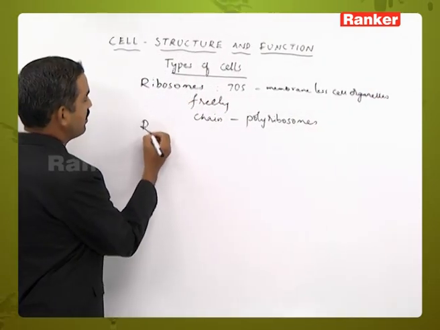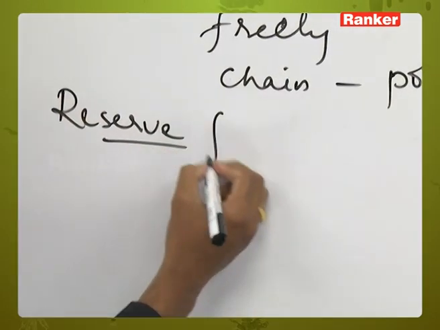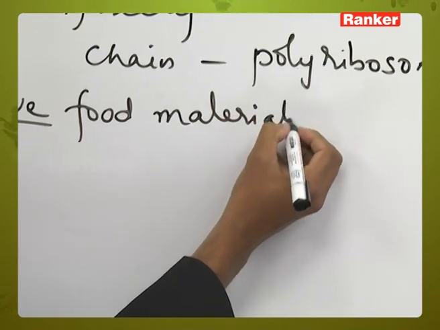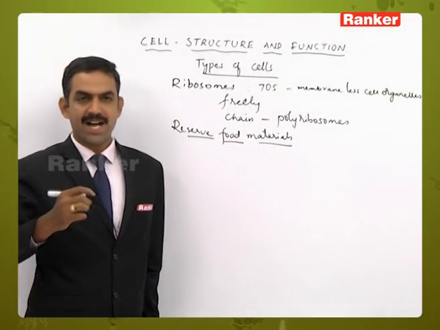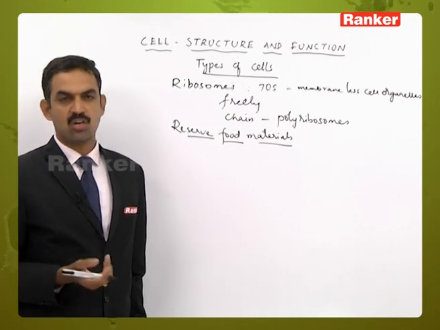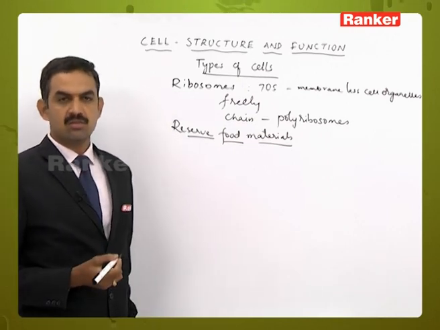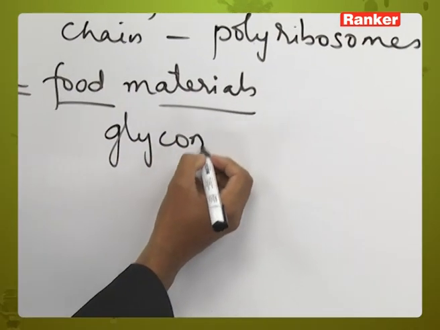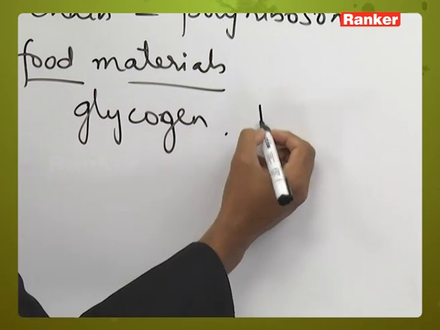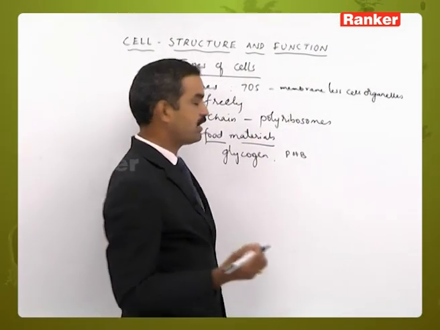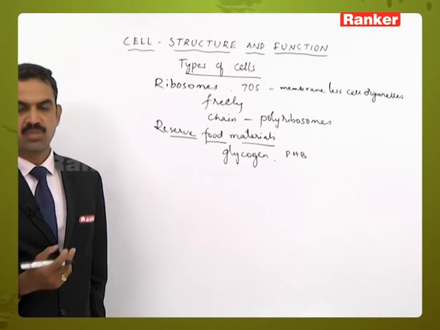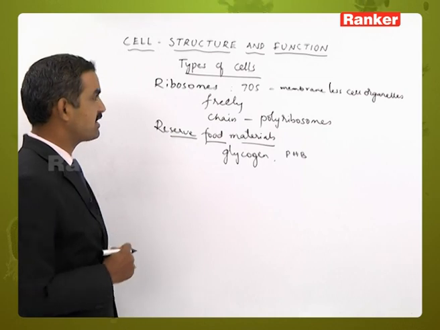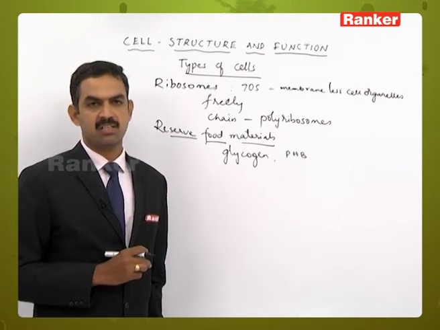Then the reserve food materials which are present in the bacteria. The reserve food materials are mostly in the form of glycogen, but in eukaryotic organisms like plants, as we know, it is mostly in the form of starch. But here it is in the form of glycogen or PHB, poly beta hydroxybutyrate. These are the forms of food materials stored in them. Likewise, these are the characters that we can observe in the typical bacterial cell.